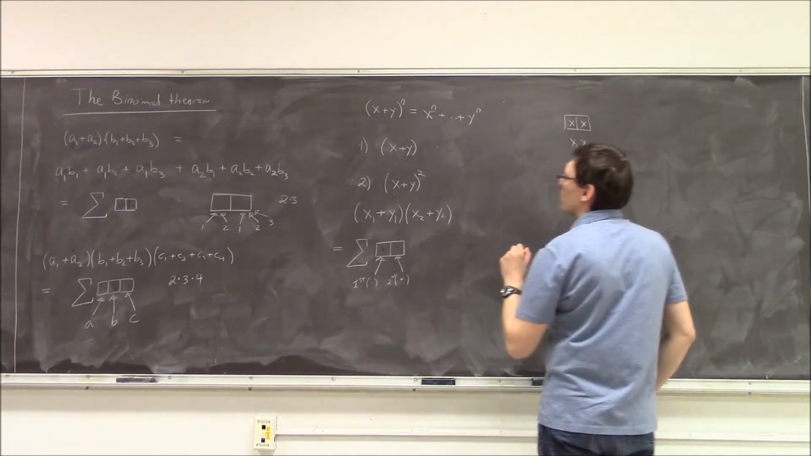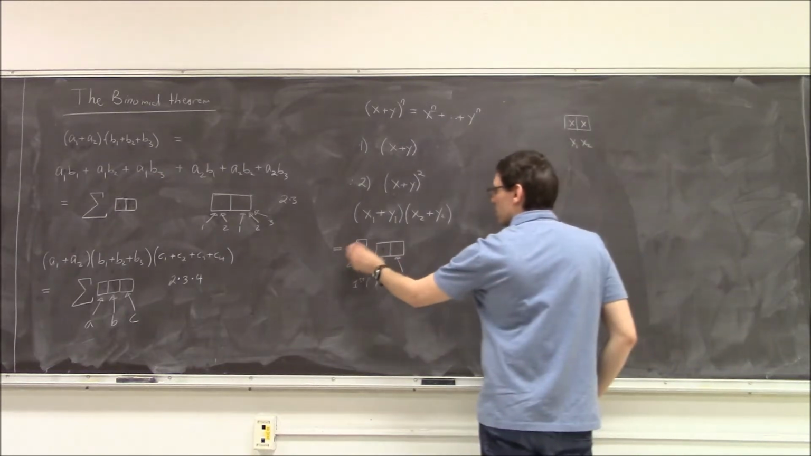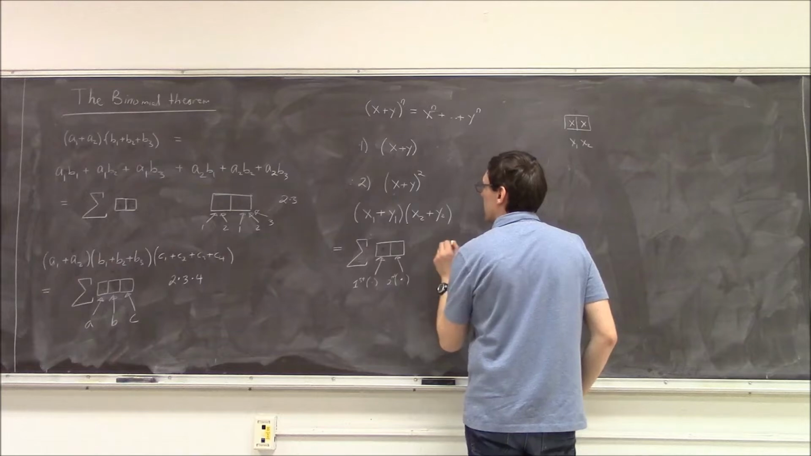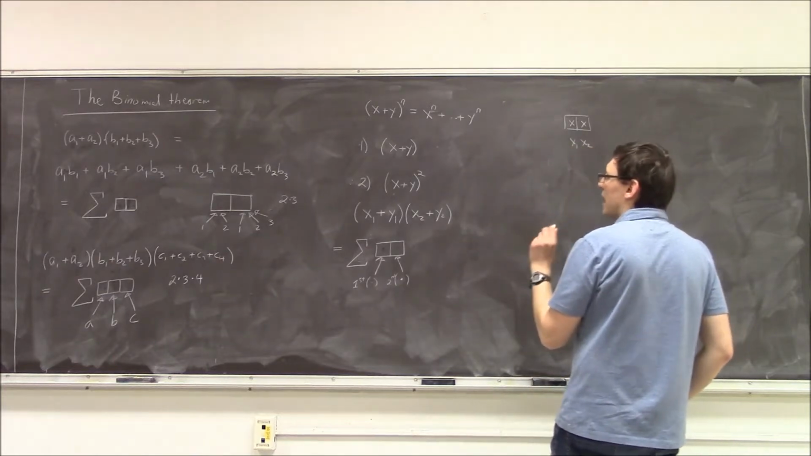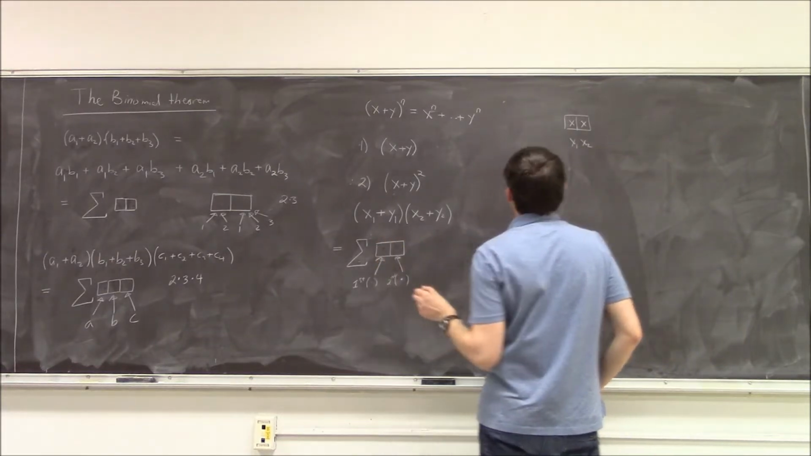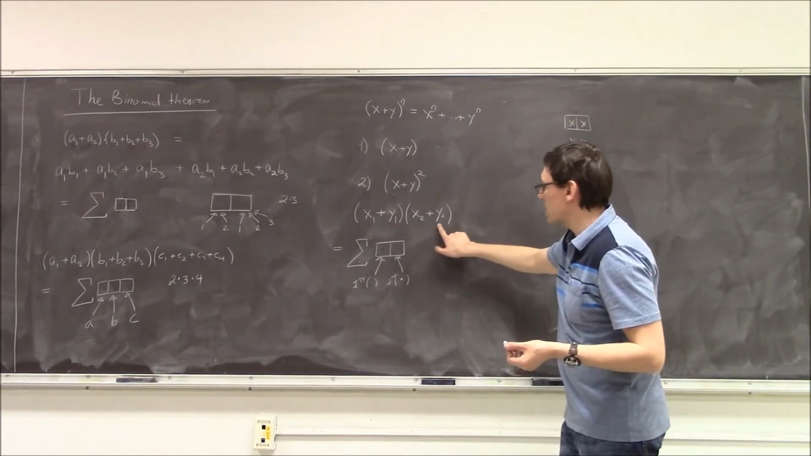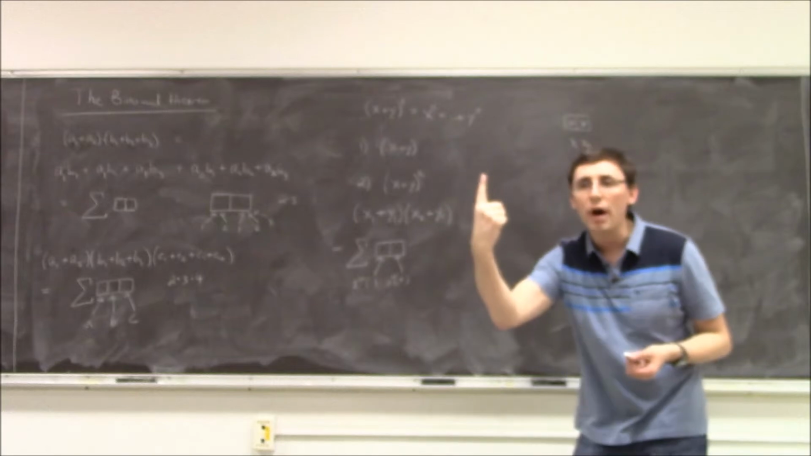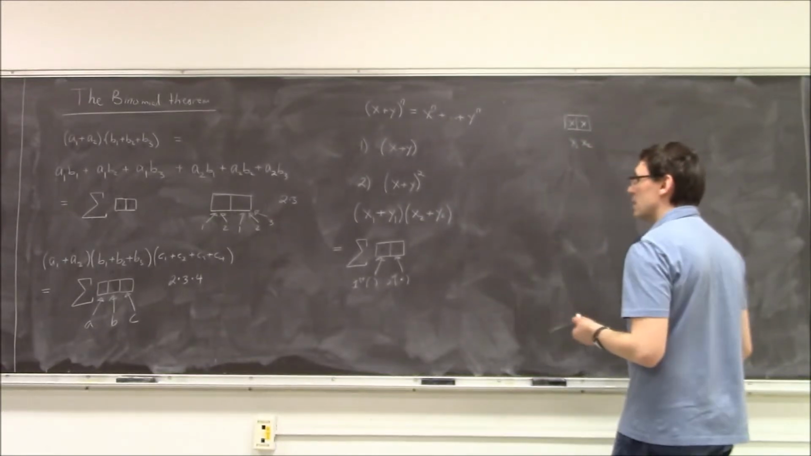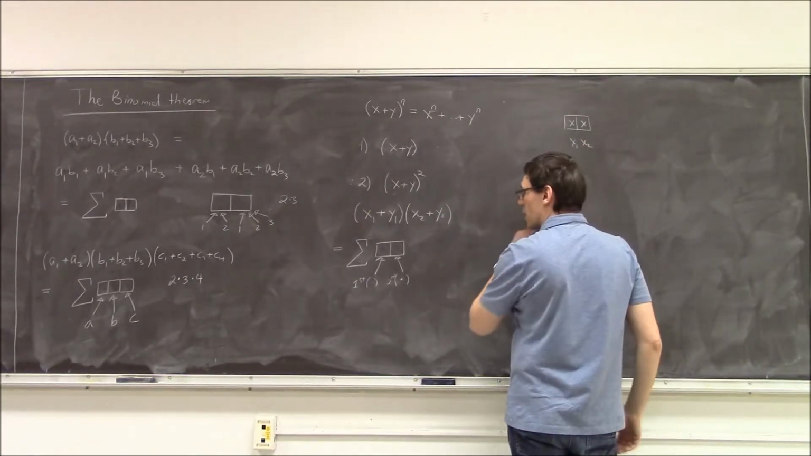If I were to expand this group, I clearly can gather how many x's I have. Based on that, I have either 0 x's, in other words, I selected only y's, or I have 1 x, or I have 2 x's. So I can group the sum as follows.